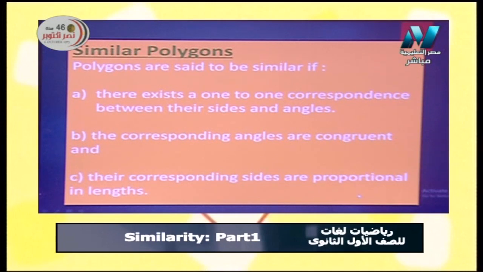Polygons are said to be similar if there exists a one-to-one correspondence between their sides and angles. That means that the two polygons have the same number of sides, the same number of angles, and the same number of vertices. The corresponding angles are congruent and their corresponding sides are proportional in length.